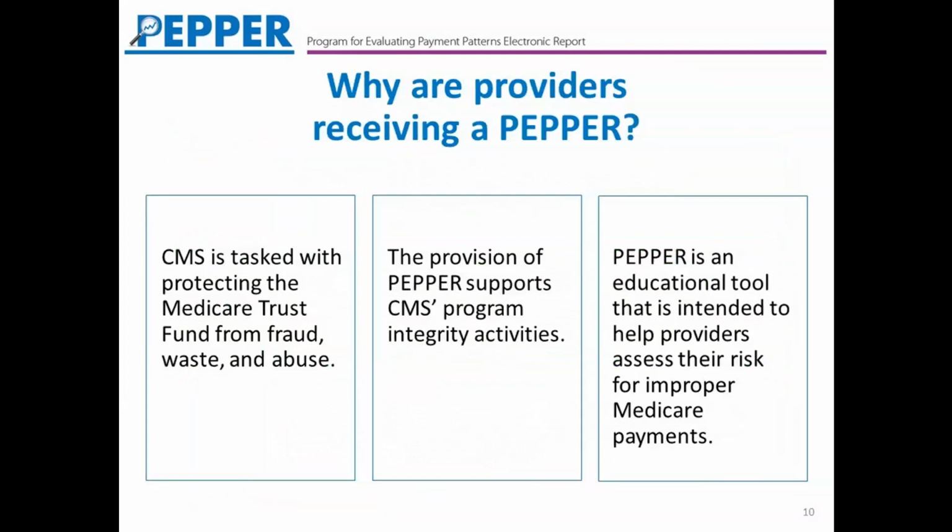So why does CMS feel that these reports are valuable and support their agency goals? CMS is mandated by law to protect the trust fund from fraud, waste, and abuse, and they employ several strategies to meet this goal, such as data analysis activities, provider education, and early detection through medical review, which might be conducted by the Medicare administrative contractor, a recovery auditor, or some other federal contractor. The provision of PEPPERs to providers supports these strategies. The PEPPER is considered an educational tool that can help providers identify where they could be at a higher risk for improper payments.